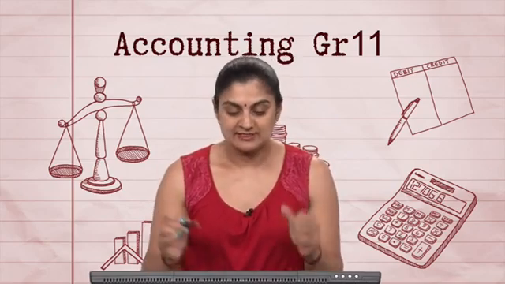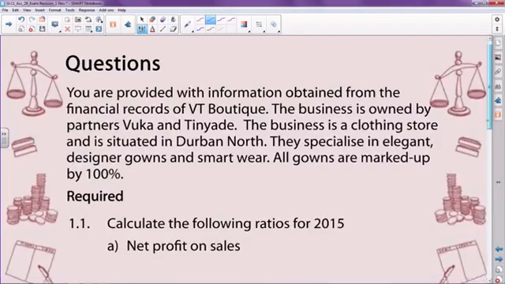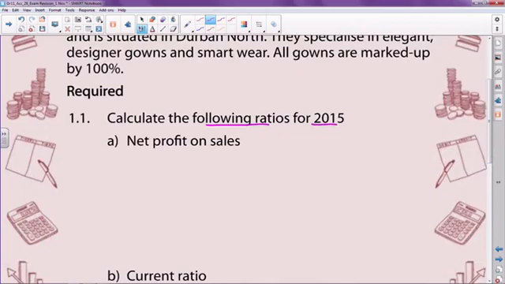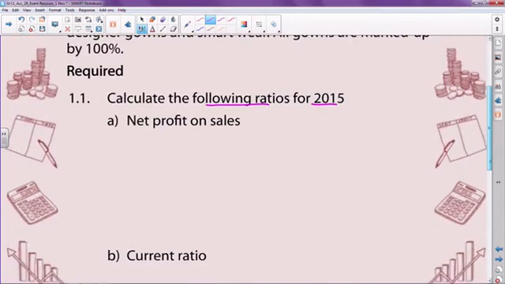Okay, right, let's now start with the questions. The first set of questions: calculate the following ratios for 2015, in other words, the current financial year. So clearly, these are the ratios that were missing, and we are now expected to calculate these figures. Let's start off with the first calculation. Net profit on sales should be straightforward. I'm taking my net profit for 2015, and I'm going to divide this by sales. Again for 2015, I want a percentage, so I'm going to multiply that by 100.